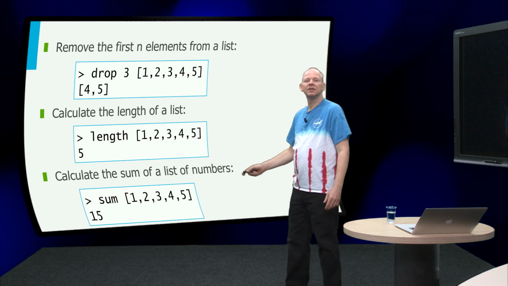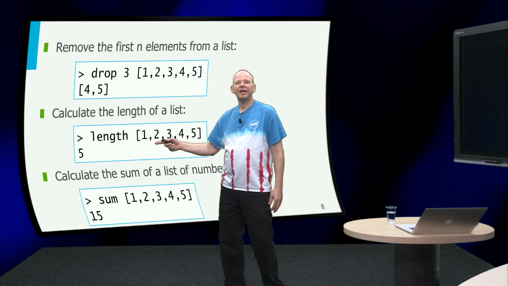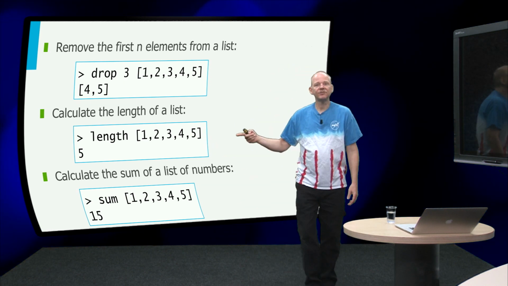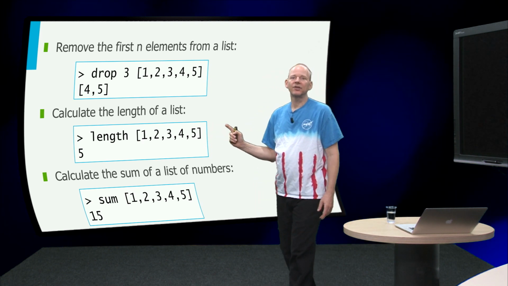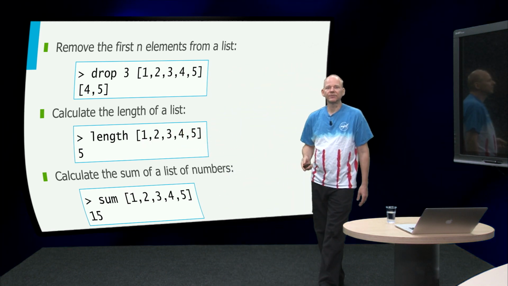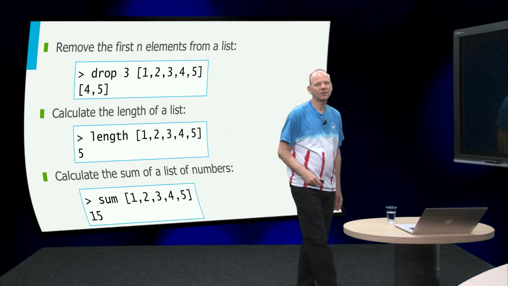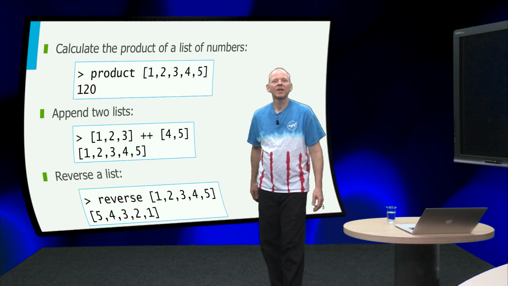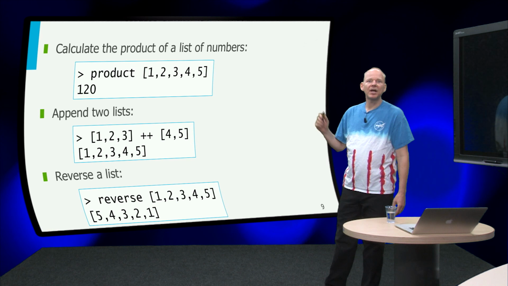Calculating the length of the list, we do that by calling the function length. Length of [1, 2, 3, 4, 5] is 5. And again, lists in Haskell are not like arrays in other languages. So taking the length is not a constant time operation. It takes time linear in the length of the list. Sum sums up all the elements. So if we call sum of [1, 2, 3, 4, 5], the result is 15.